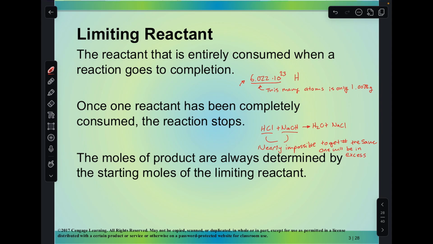One is going to be in excess, which means that the other one, the one that is not in excess, is going to be your limiting reagent, because the reaction can't go through. The limiting reactant, reagent, same thing really. The reaction can't go through if there is nothing else to react with. So if all of this is used up, then this reaction will not go through if there's no more of the limiting reactant.